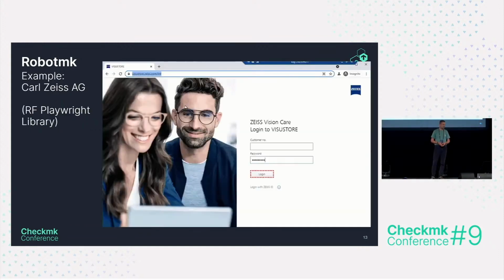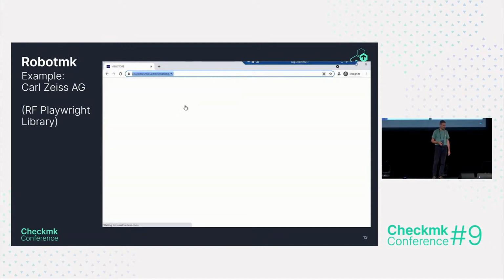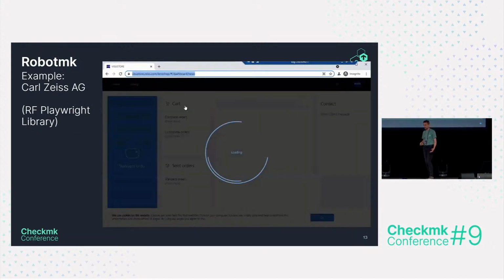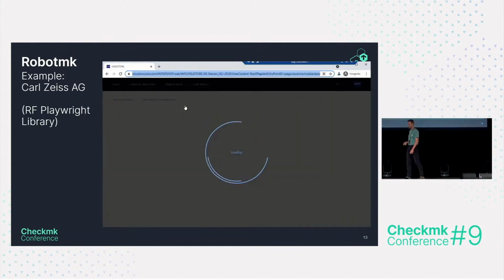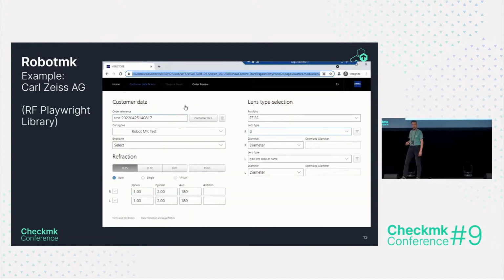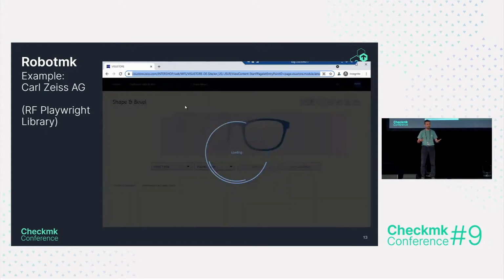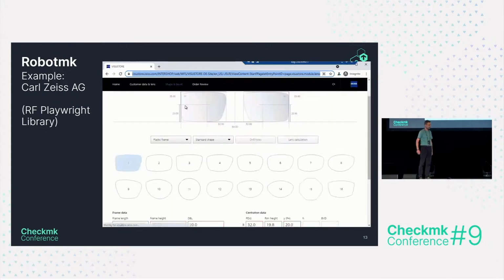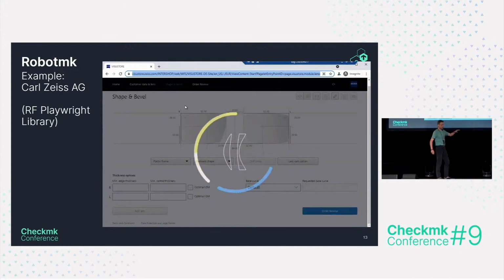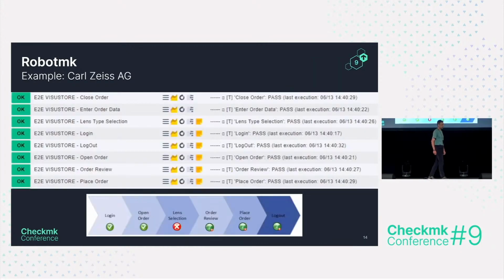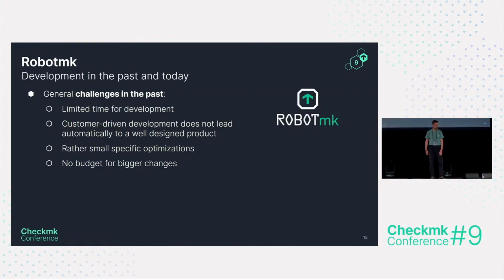So this is an example of Robotmk executing a Playwright-based Robot Framework test at the Carl Zeiss AG. Thanks to Tobias Raab for the permission to show this. It's testing a web shop called VisuStore where opticians can order individual lenses for their glasses. It goes through all the steps of the ordering process, and the result is a bunch of services in Checkmk which represent the different test steps. And they have a nice Nagios dashboard where they can see the status of this execution.